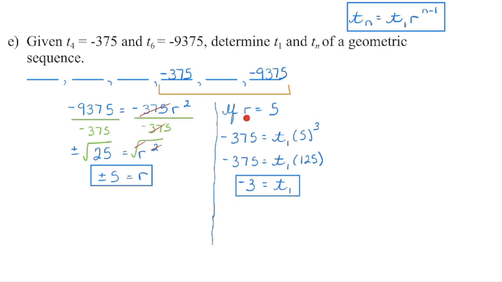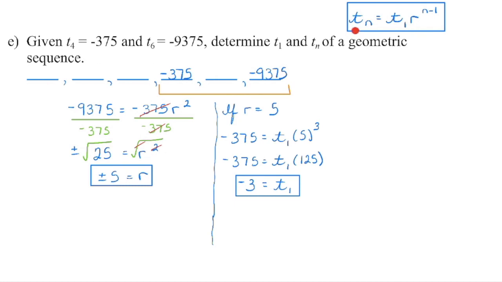Let's say that r is positive 5. If this is the last term in our mini sequence, and we're going to pull from here to here in order to solve for term 1, we're multiplying by 1, 2, 3 common ratios to get there. So 5 cubed is 125, divide that out, and term 1 would be negative 3. And you can check this: negative 3 times positive 5 times positive 5 times positive 5 will get you here.